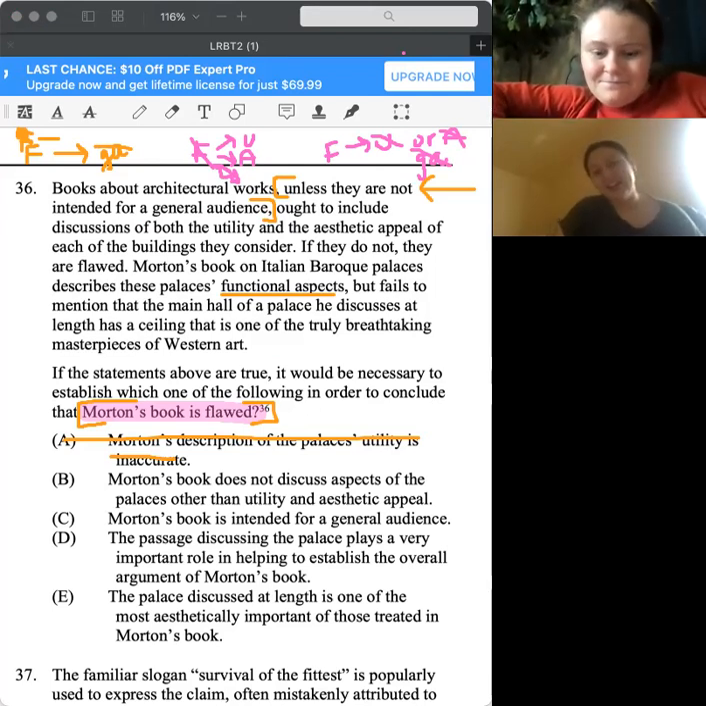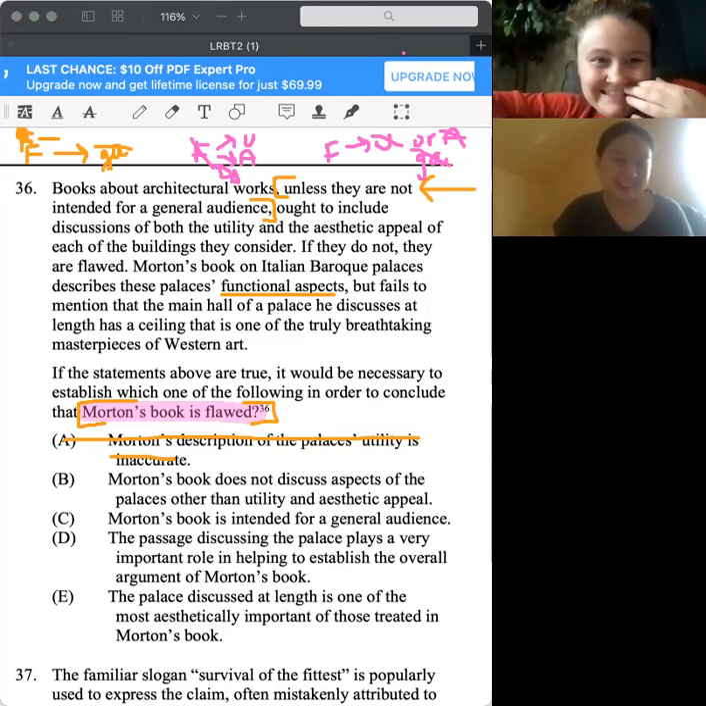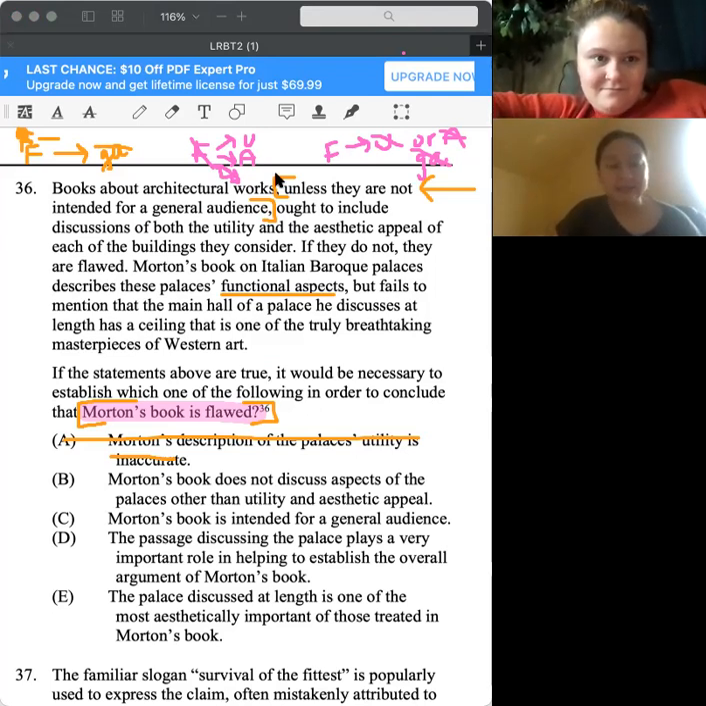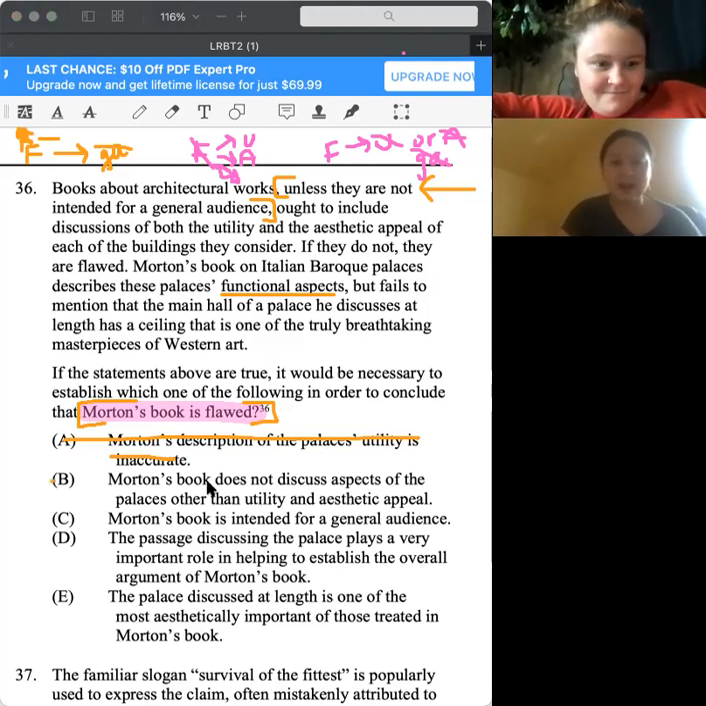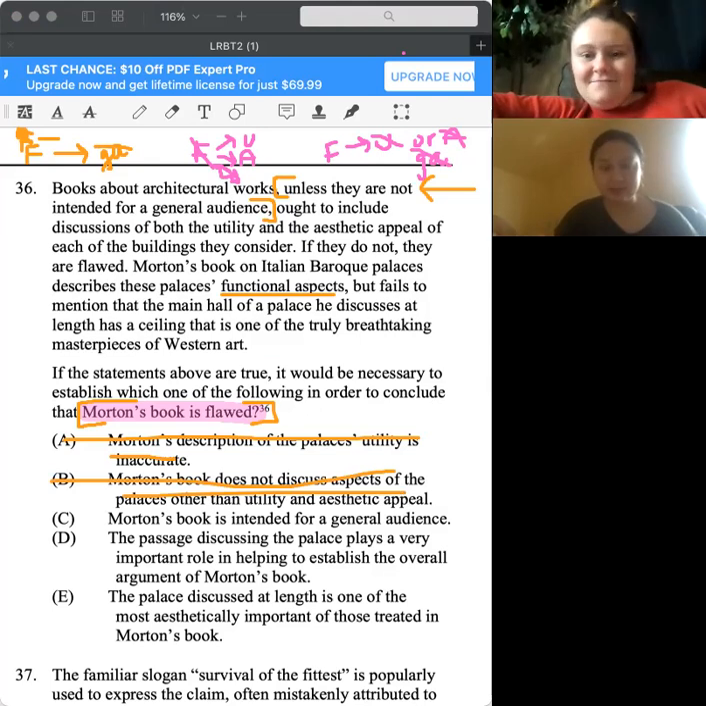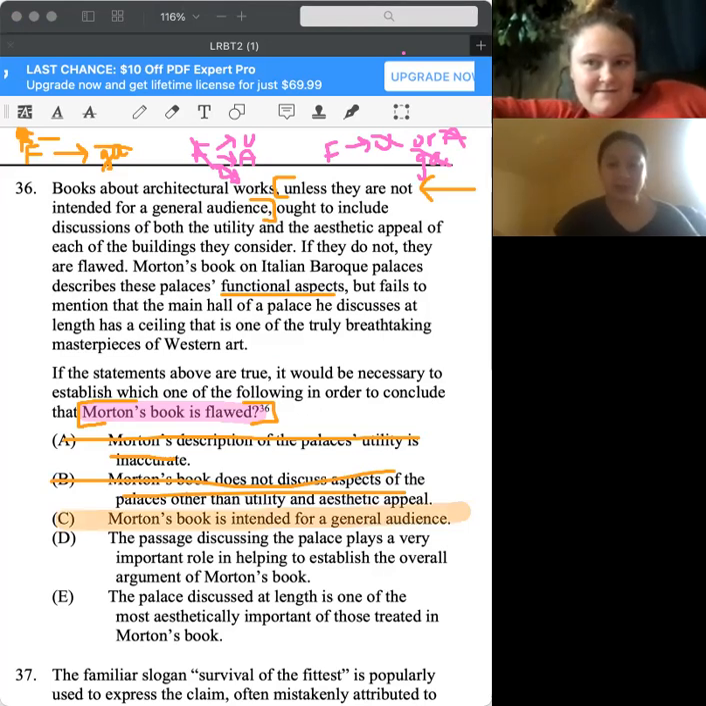And then C, Morton's book is intended for a general audience. There we go. That's perfect, because it shows why that might be why it's flawed. If we apply it to the conditions of the functional aspects and what's required of those, those things can still happen, we can still have those things not happen. But general audience, if it doesn't have that, then that means that book is flawed 100% of the time. Yes. Because it can't be not flawed if the general audience was intended for this book.